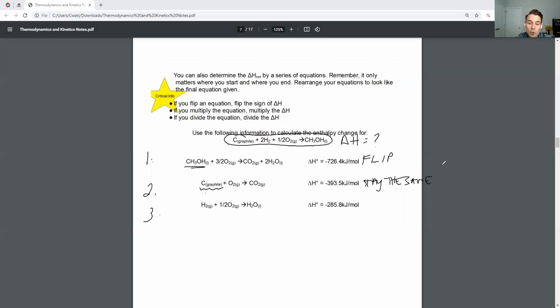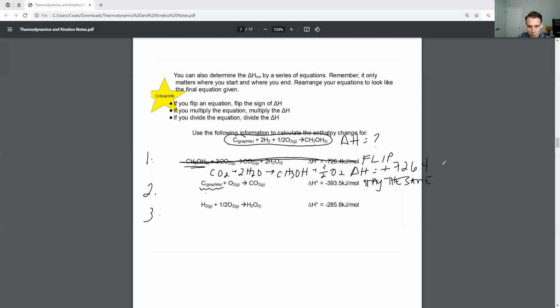Okay. Do I have the correct number? There's 1 here and 1 here. So I do have the correct number. So what I'm going to do is I'm going to rewrite this now when I add and flip it. And I'm going to rewrite my delta H a positive 726.4. And I'm just going to cross it out because I'm done with it. So now I've messed around with the first two equations.